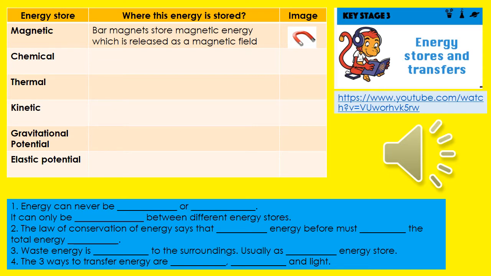Now I've done the first one, magnetic energy store, as an example for you. So magnetic, where is this energy stored? Now if you predicted that it was something to do with magnets, well done, you were right. Bar magnets, which create magnetic fields, are known as magnetic energy stores. And then I've drawn a picture of a bar magnet. So you will follow this method for chemical, thermal, kinetic, gravitational potential and elastic potential energy stores.